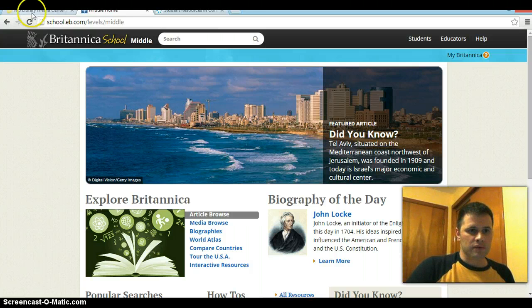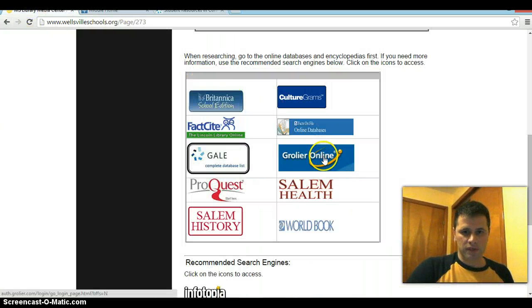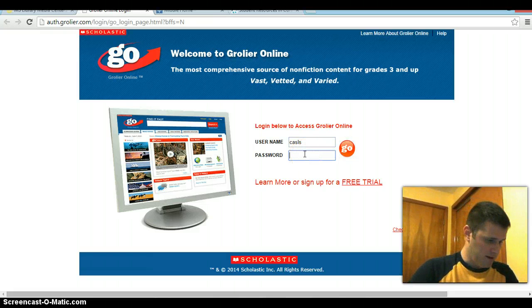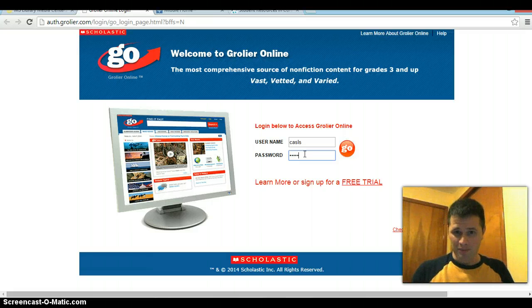The last resource that you can use for your research is going to be the Grolier Online Encyclopedia. When you click on that, you're going to be asked for your username and password. The username for Grolier is CASLS, and the password is also CASLS. Again, I'm going to be emailing you all of the passwords and usernames for these resources, so don't worry right now.